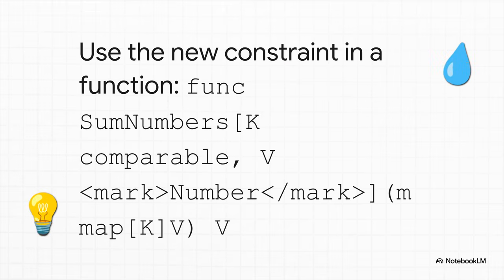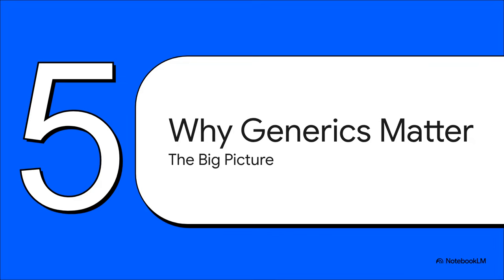And now, look how much cleaner our function signature is. We've even renamed it to SumNumbers. The constraint for V is just Number. This is so much more descriptive. It clearly says what the function does. It sums a map of numbers. And think about this. If we ever wanted to add int32 to the list of numbers we can sum, we would only have to change the Number interface in one place, and this function would just automatically support it. That's powerful.